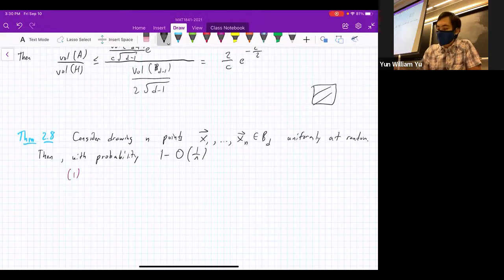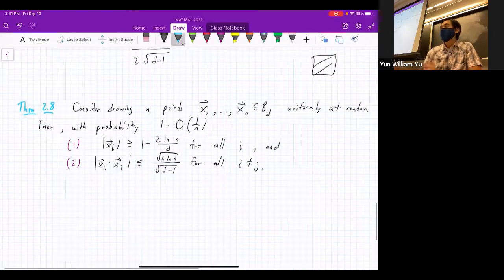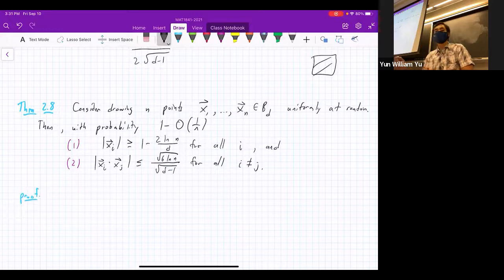One, each of our x_i's, so each of our points, has a norm greater than 1 minus 2 log n over d, for all i. This is true for every single one of our points. And two, the dot product between any two of our points is less than or equal to the square root of 6 log n divided by the square root of d minus 1, for all i not equal to j. We're just formalizing what I said a moment ago: even if you had a collection of a bunch of points, with high probability, they're all orthogonal to each other.